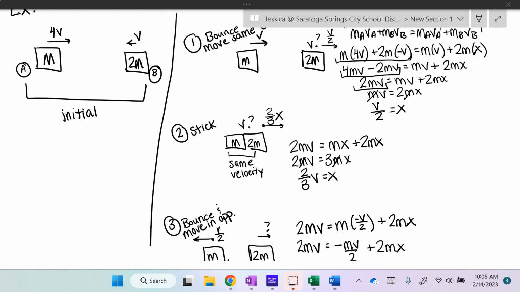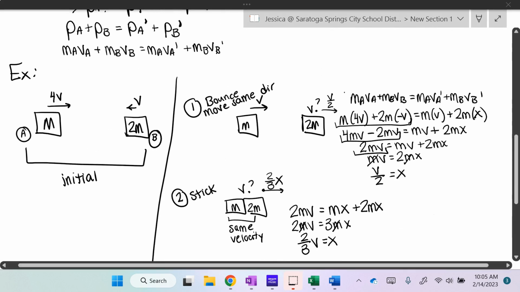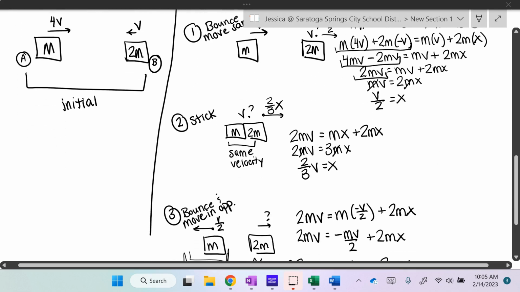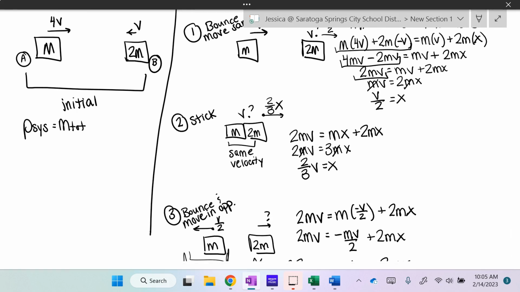Okay. All right, so let's check our center of mass and make sure that part is true. So remember, we can find the speed of our center of mass by doing our total momentum over total mass. So our system momentum was 2mv. Our total mass was 3m. So our speed of our center of mass beforehand is going to be 2/3 v.